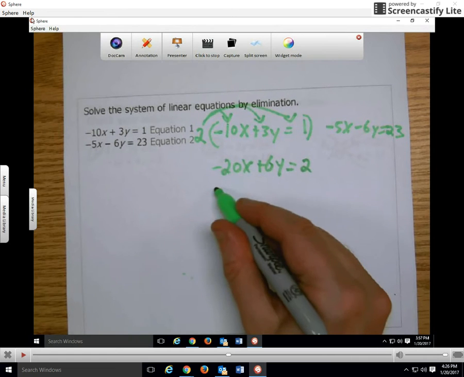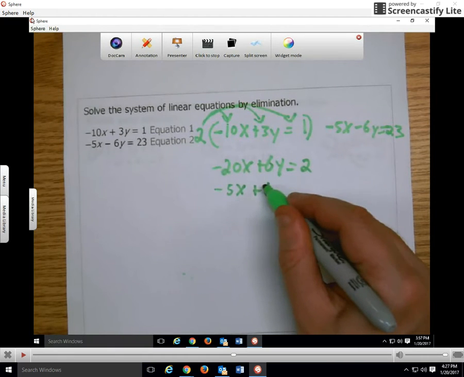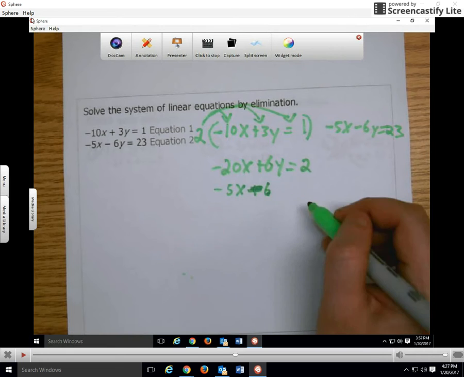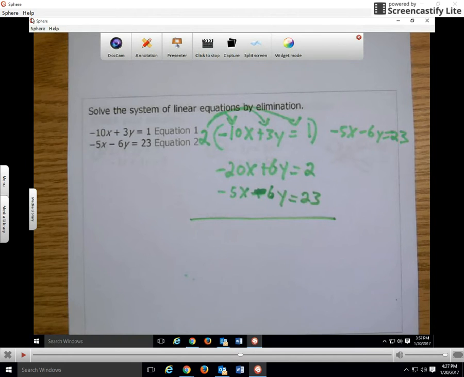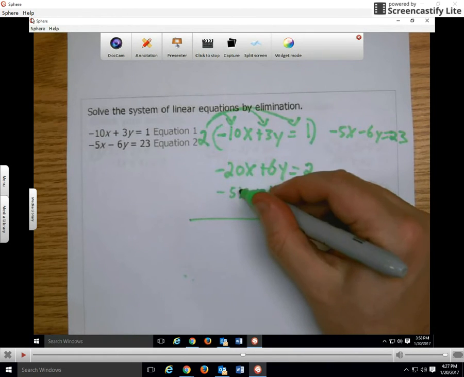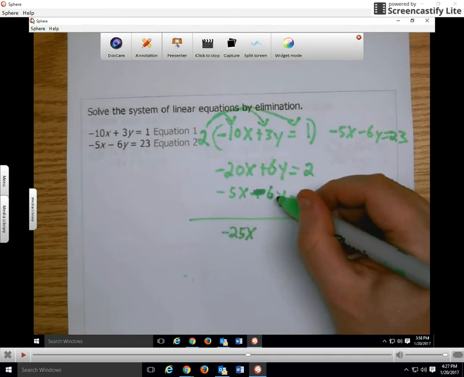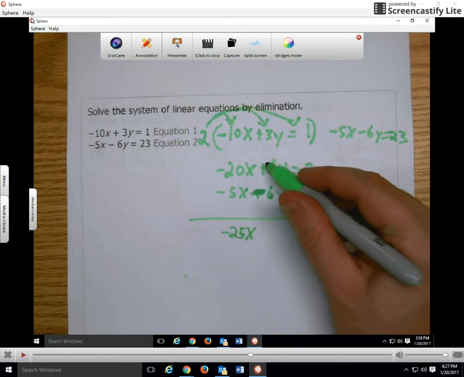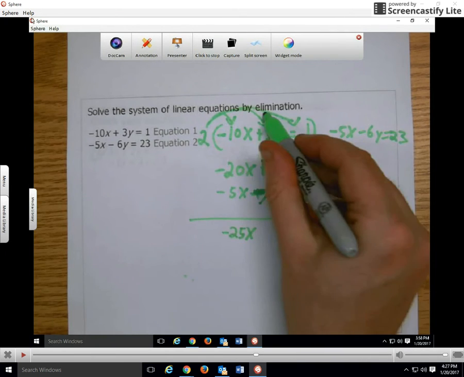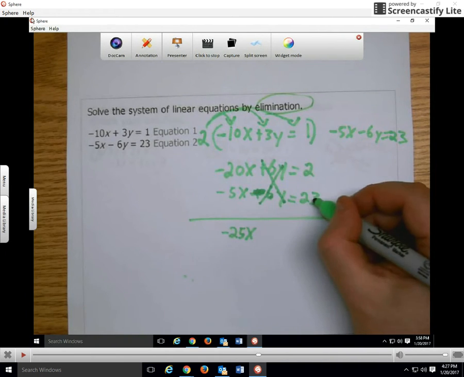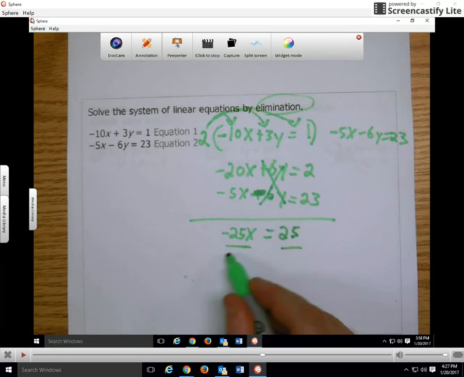I like to write them underneath each other. Oops, that's a negative 6y, isn't it? Sorry. Equals 23. Now we can just add them straight down. A negative 20 and a negative 5. A positive 6 and a negative 6. Oh, those are the opposites we were trying to get. Now that they're opposites, a positive 6 and a negative 6, they eliminate each other. Oh, the elimination method. Okay. And then 2 plus 23 is 25.